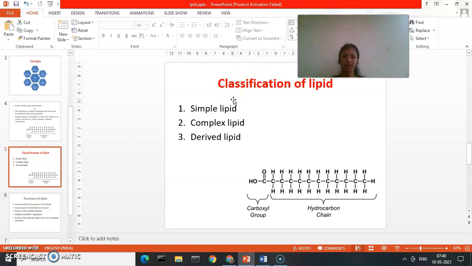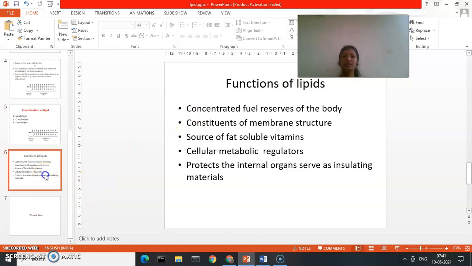Based on their structure and composition, the lipids are classified into simple, complex and derived lipids. From section 3 till section 5, you are going to study in detail about this classification of the lipids.